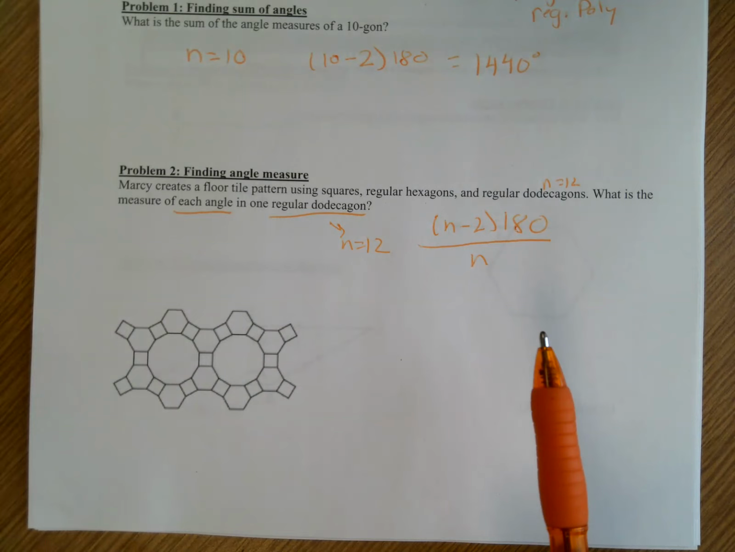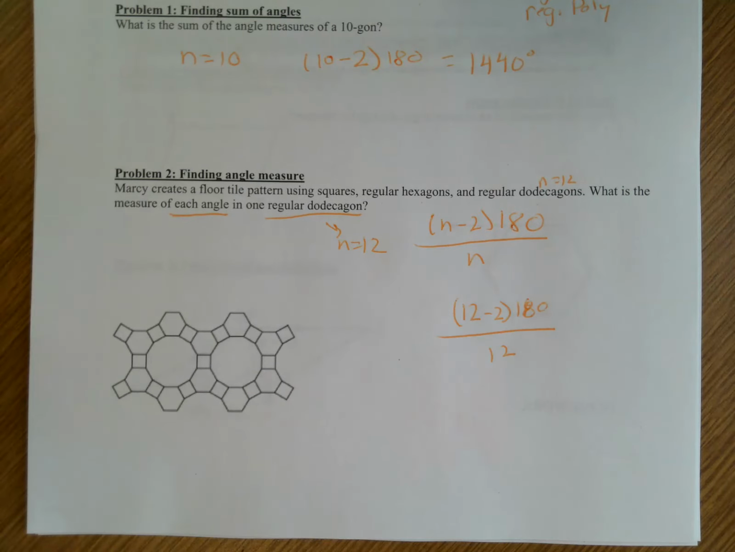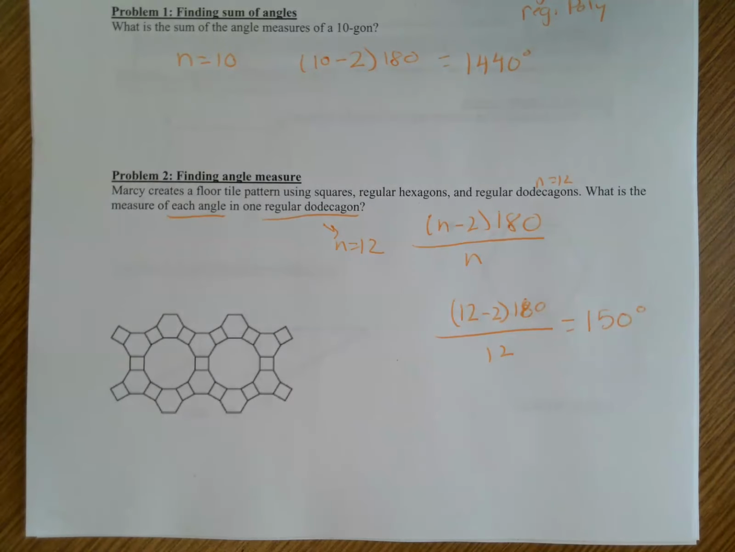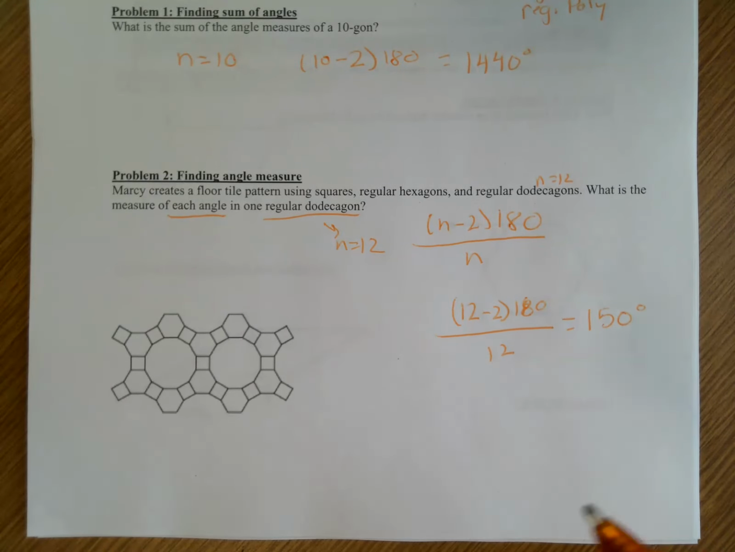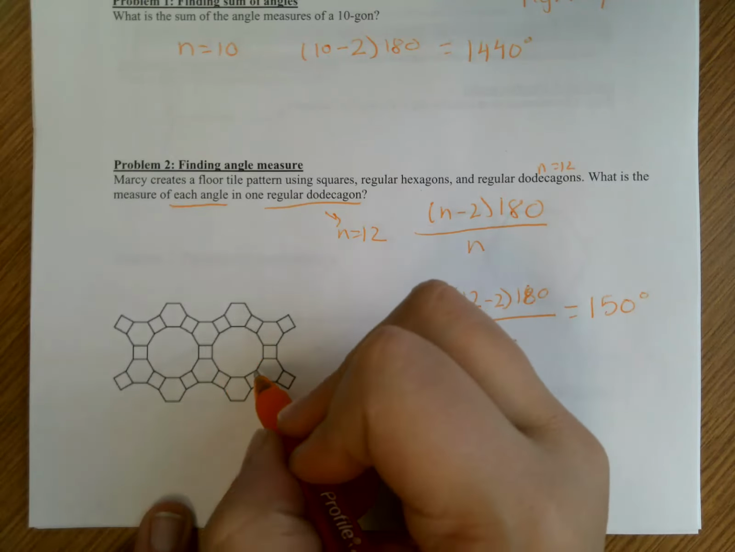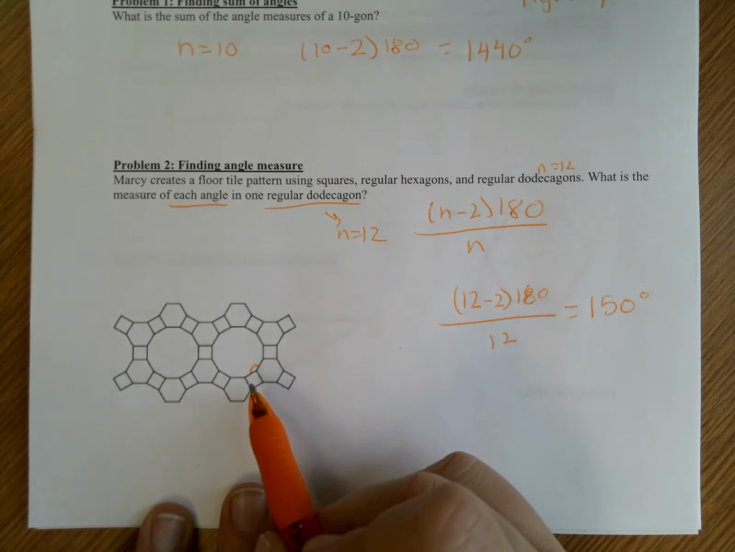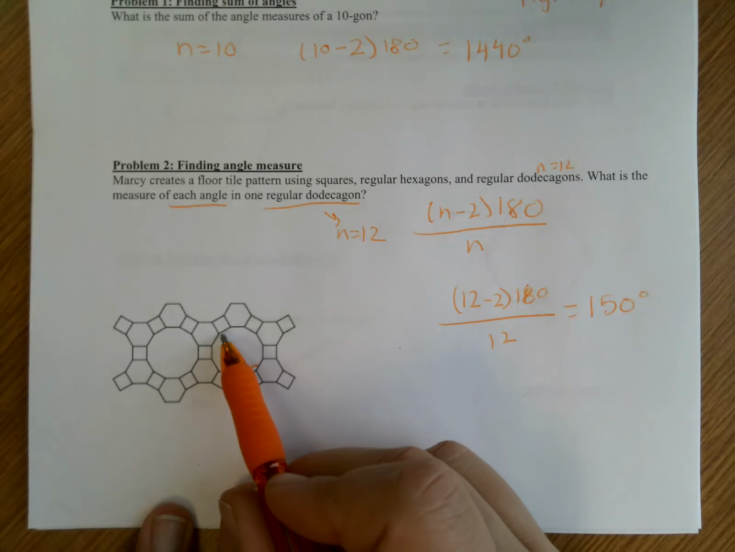Now I'm going to pause the video. I want you to try to do this by yourself. So here's my equation. You should get 150 degrees. One angle in this dodecagon is equal to 150 degrees. That's saying all of these angles in this dodecagon are equal to 150 degrees.